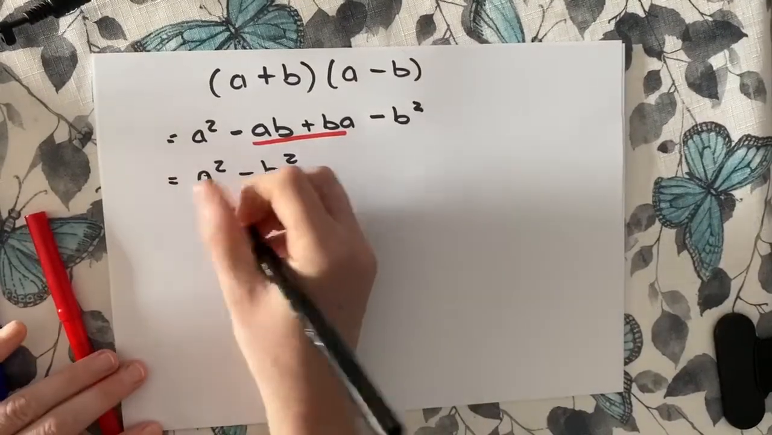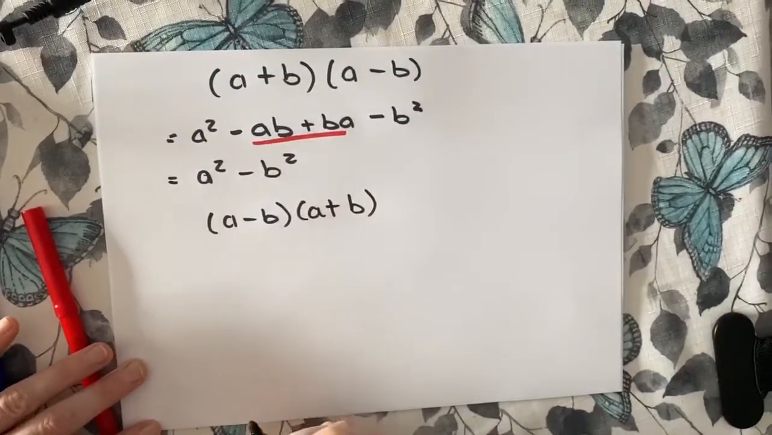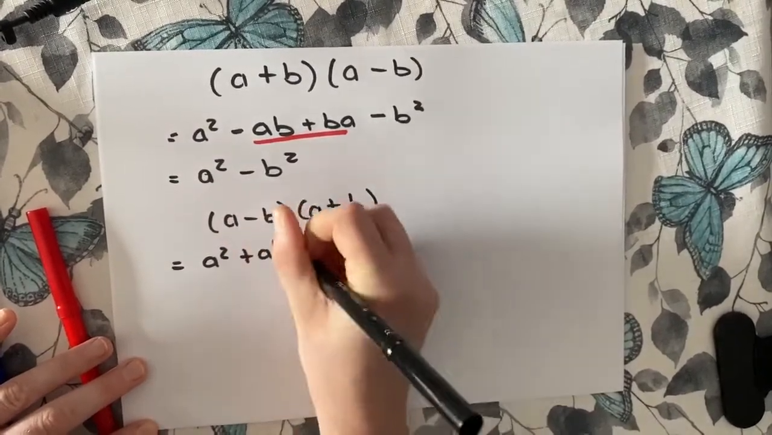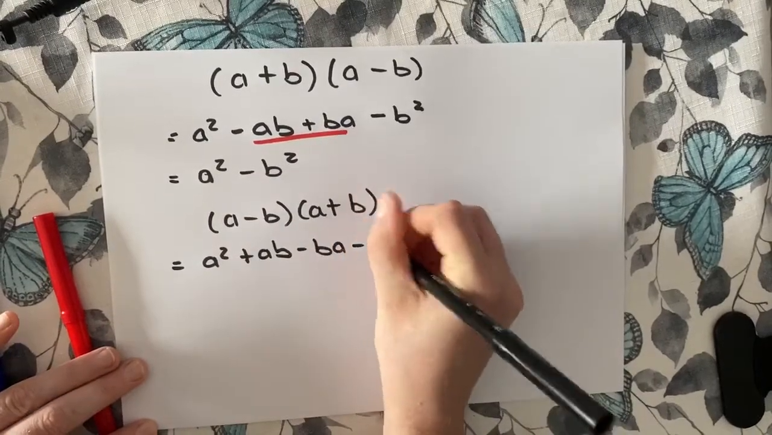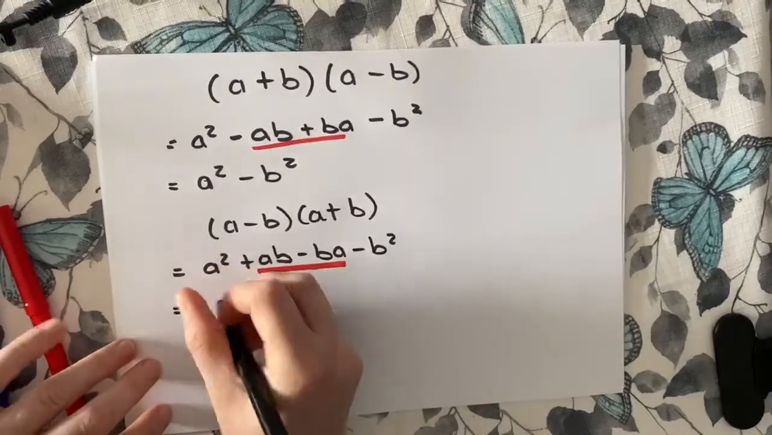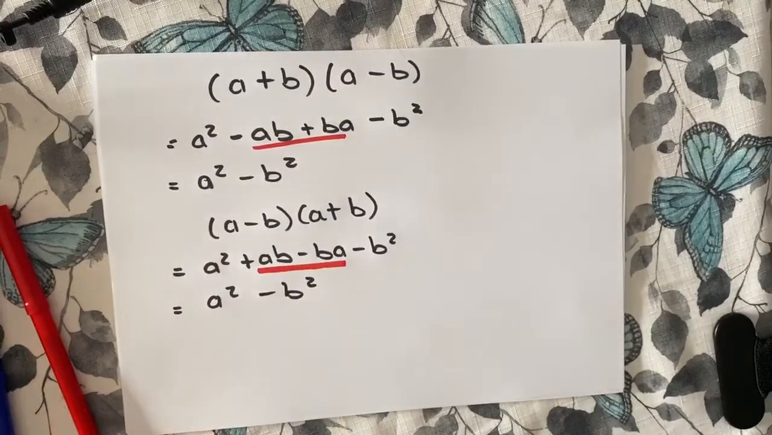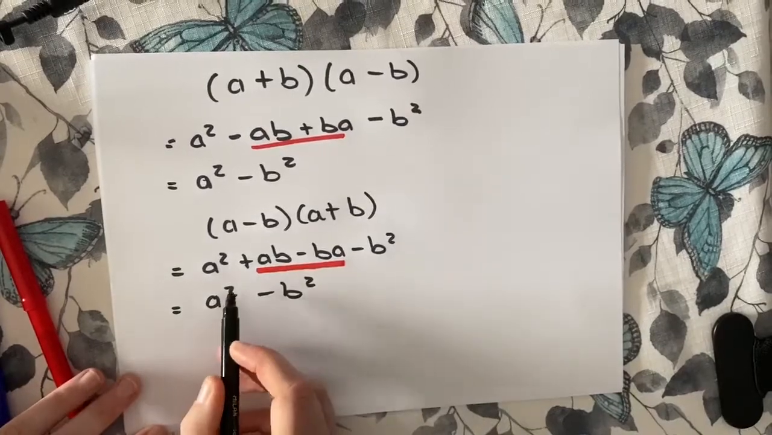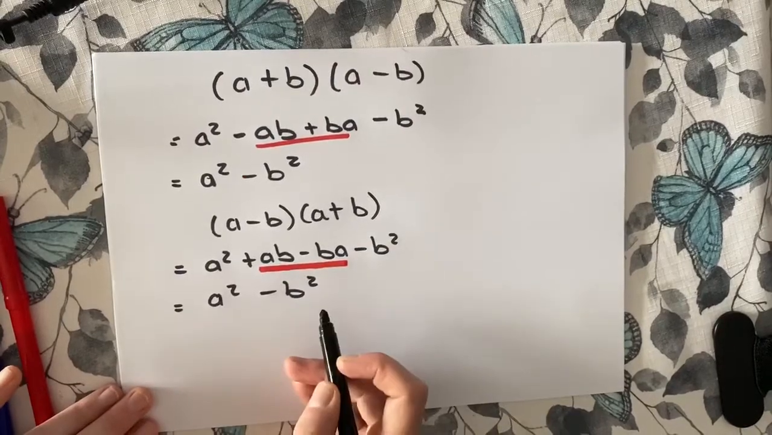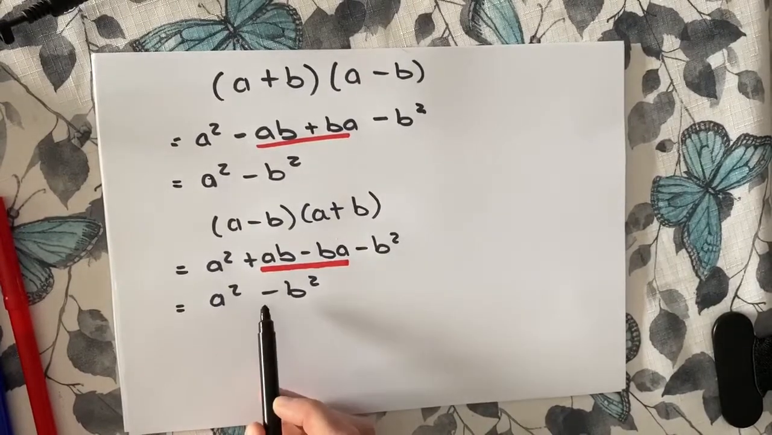You can have it going a minus b and a plus b, and you're still going to get the same result: a squared plus ab minus ba minus b squared. And you're still going to end up with those two like terms cancelling out, leaving only a squared minus b squared. So the result is a difference of perfect squares, because if we were to put a number or a variable in here, you're going to have one minus the other. That's why they call it a difference of perfect squares: we've got one perfect square take away another perfect square.